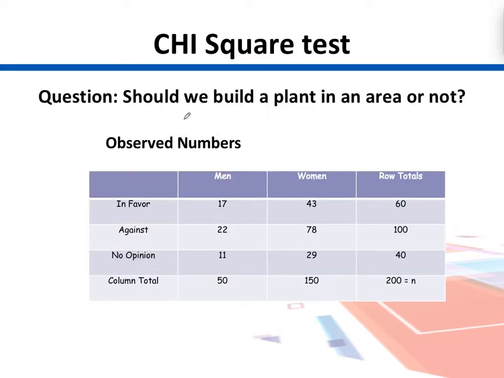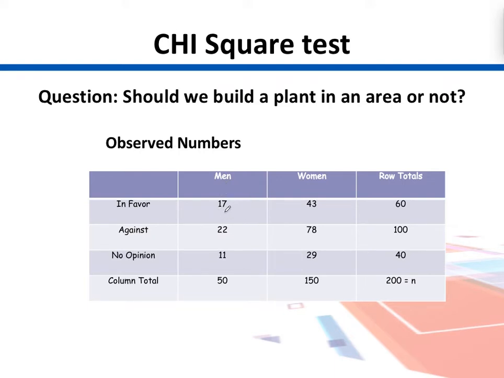So here is a question: should we build a plant in an area or not, and these are our observed numbers. We interviewed both men and women, and the answers were on a Likert scale, with options in favor, against, or no opinion. Anyone can choose one of these options, and this is how our data is distributed.